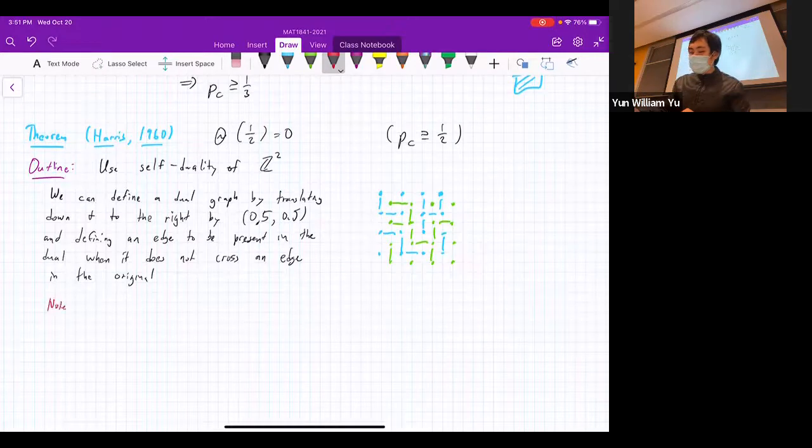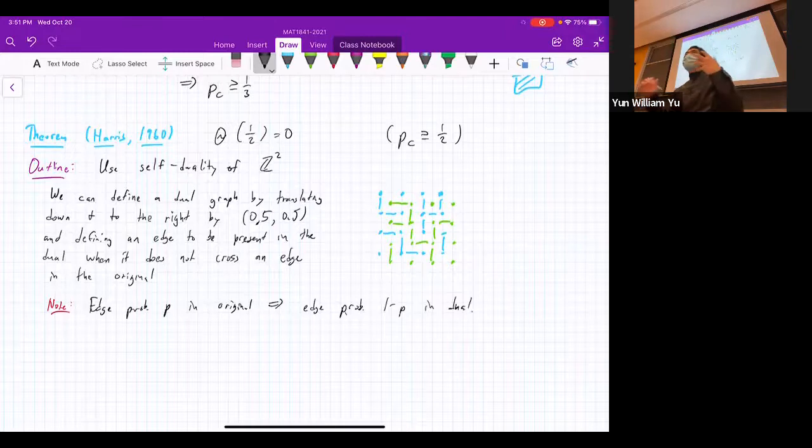Just note that if you had an edge probability of P in the original, then clearly now we have an edge probability of one minus P in the dual. And you can start to see hints as to why P equal to 1/2 is now important. It's because of the self-duality: when P is equal to 1/2, the structure of the original graph and the dual graph are actually the same. And that allows you to save quite a bit.